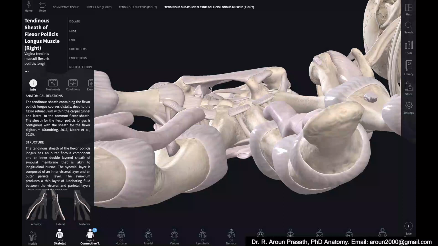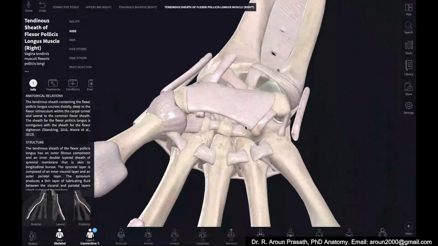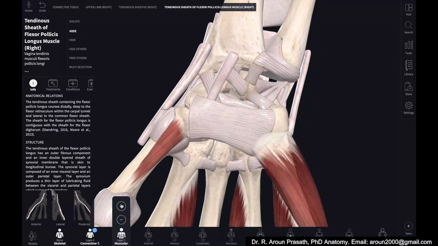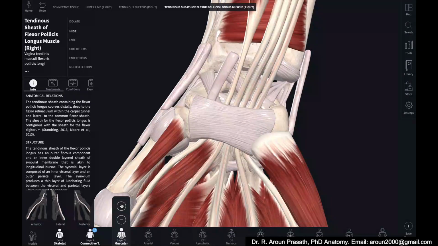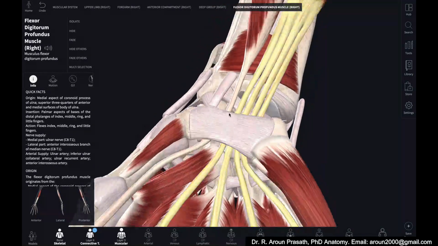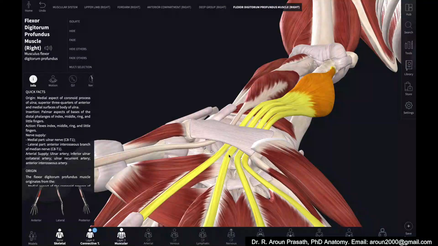Yeah, what you see here is a tunnel. This tunnel is called the carpal tunnel. Now, if you see, all the muscles are passing through this tunnel except the palmar aponeurosis and one single muscle. I will show you. All these muscles are passing through this tunnel.